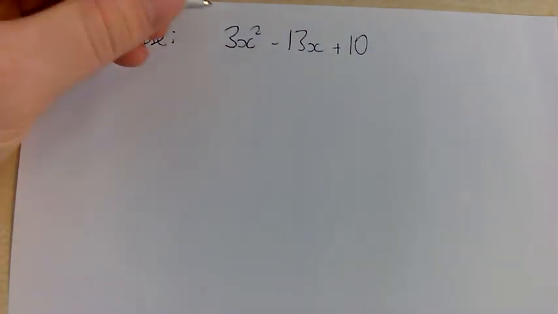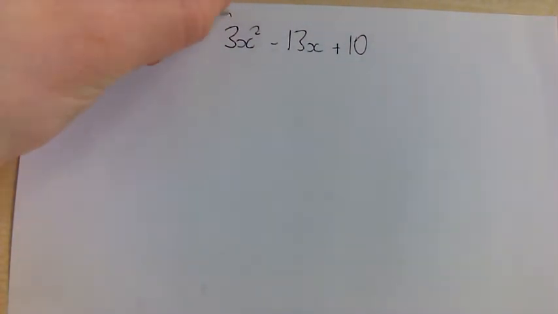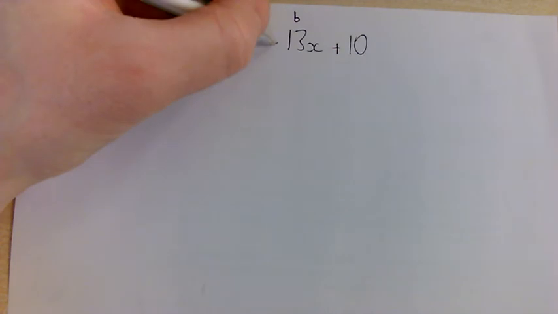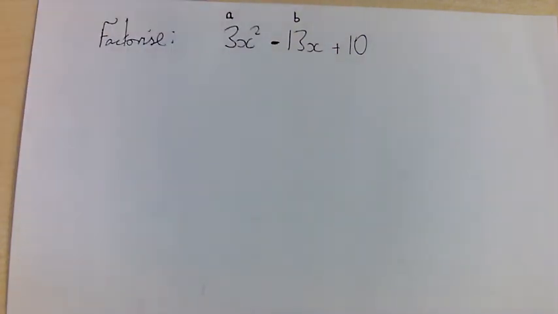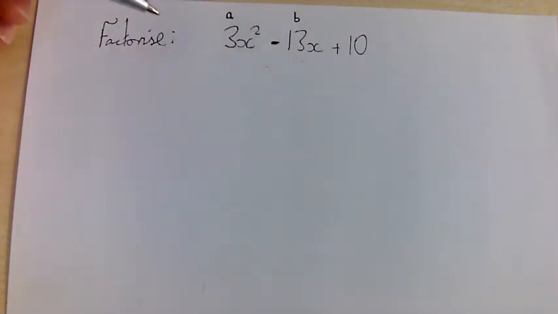So you should notice that first of all, the first difference is that the a term is no longer 1. It's 3 this time. The b term, we've got 13, but it's not just 13, it's a minus 13. That is significant. We're going to have to be careful when we're working out what factor pairs to use to create that 13. And the c term is a plus 10.